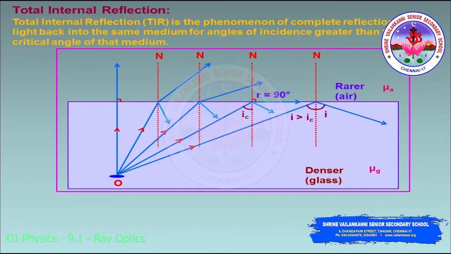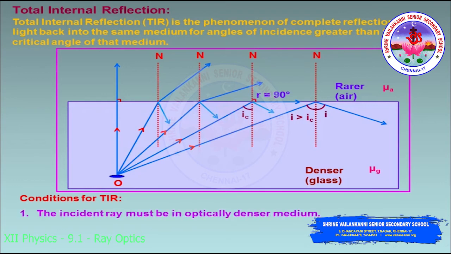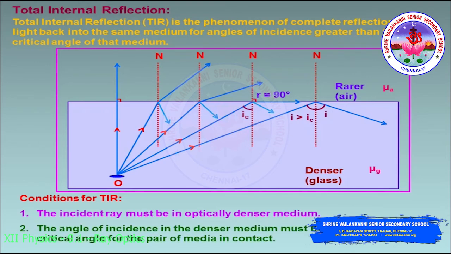Got it, children? Now, what are the necessary conditions for TIR? The light must travel from an optically denser medium to a rarer medium, and the angle of incidence in the denser medium must be greater than the critical angle for the two media. Got it?